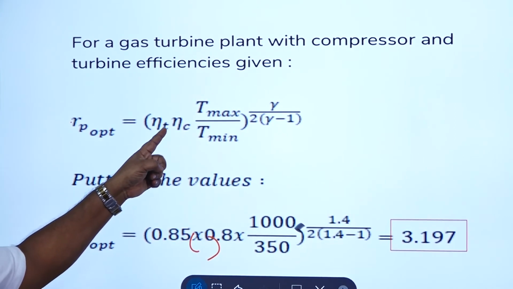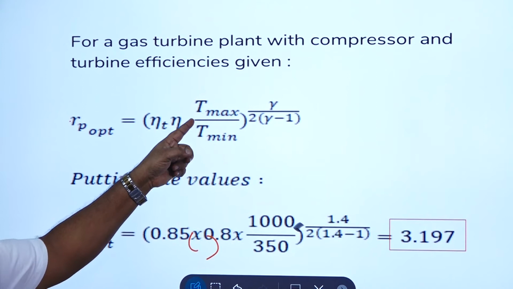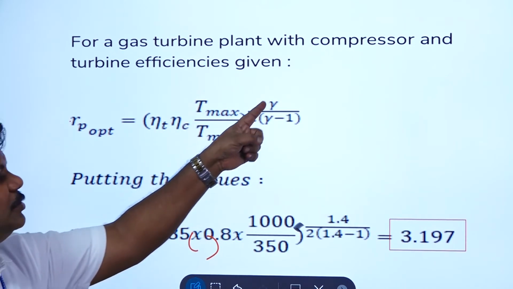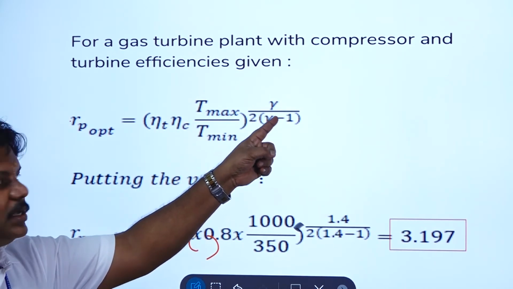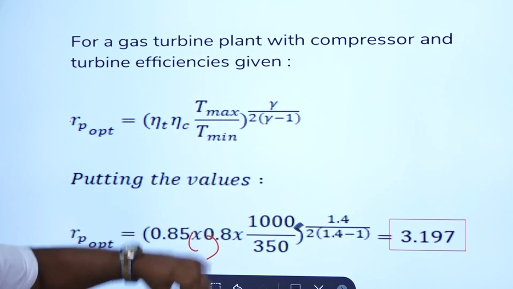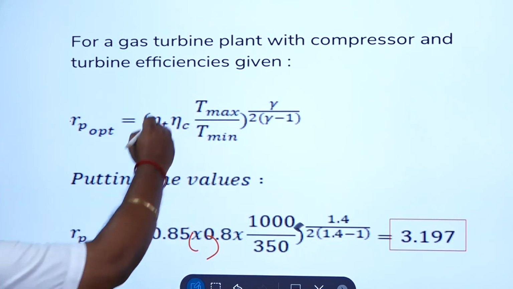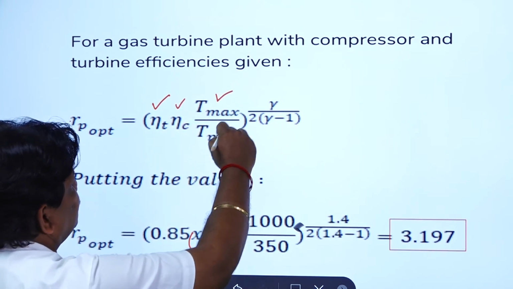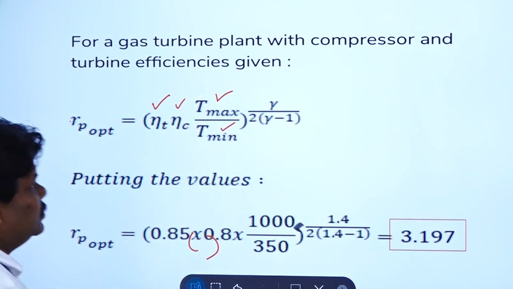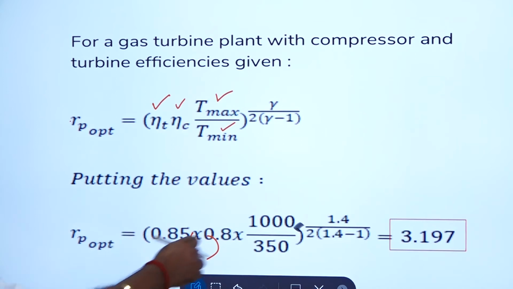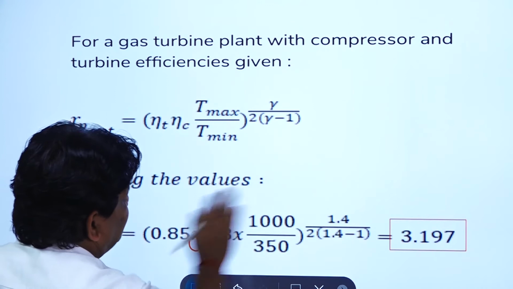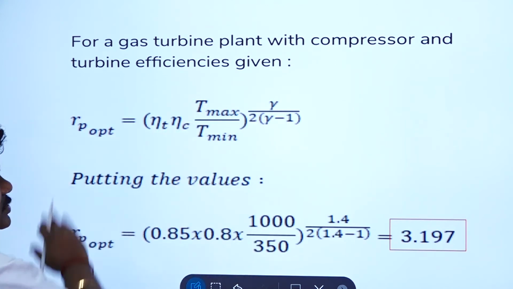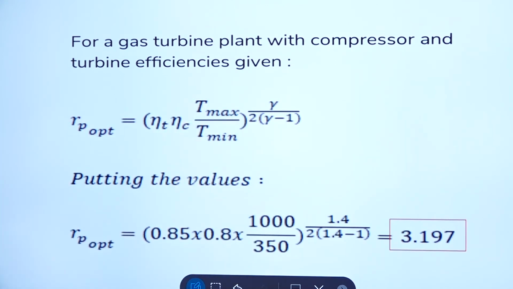efficiency of the turbine and efficiency of the compressor into T max by T minimum, whole power gamma by 2 into (gamma minus 1). Substitute that, since you know all the values: efficiency of turbine, efficiency of compressor, maximum temperature and minimum temperature. You directly substitute and you will get the value of RP, the optimum pressure ratio. So the answer is 3.197.